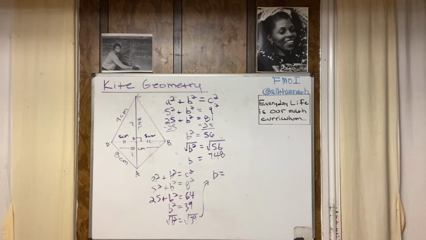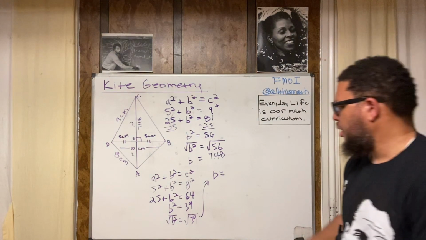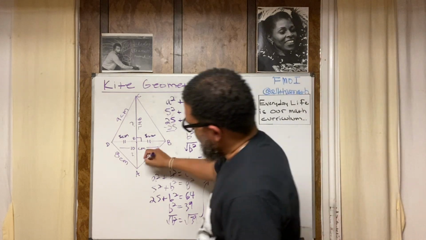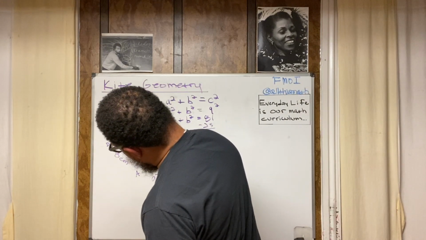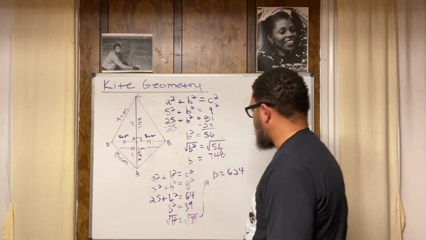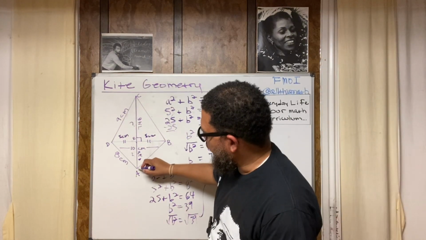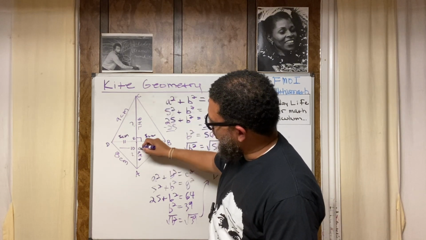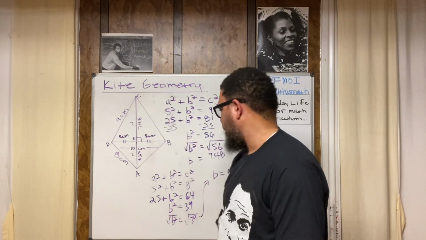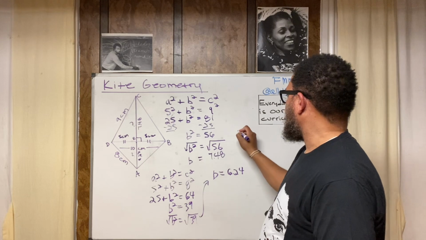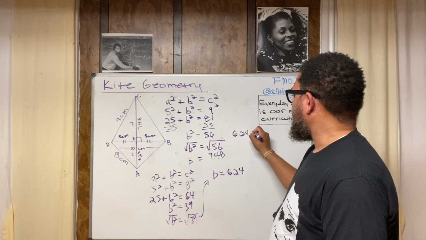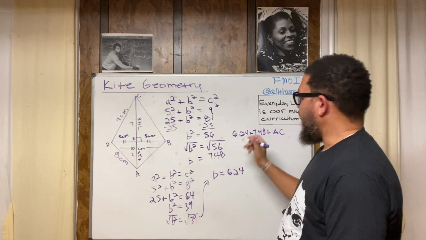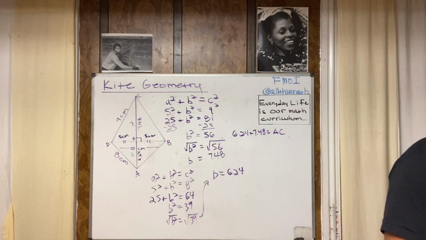Throw that in your calculator, you get 6.24. We're almost done because this is 6.24 now, and this is 7.48. So now AC is the length from this point all the way to that point. So we're doing 6.24 plus 7.48 is equal to AC. So add them up.